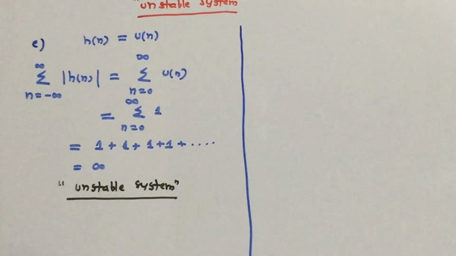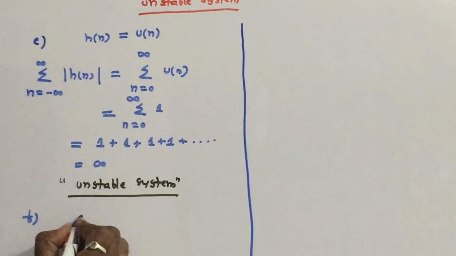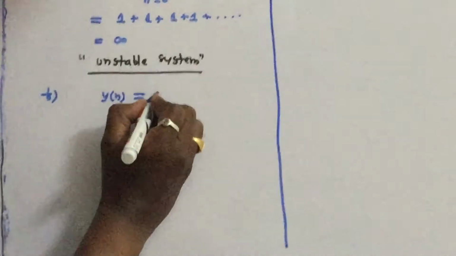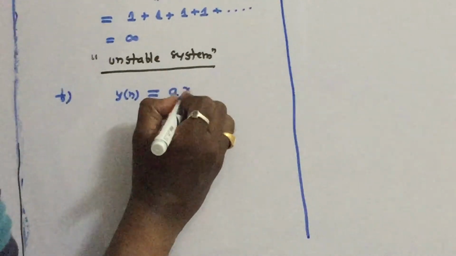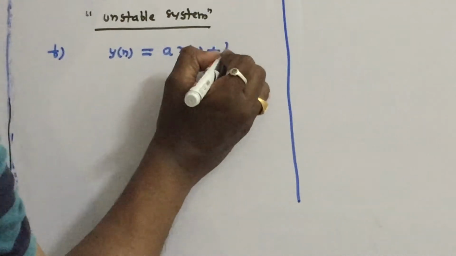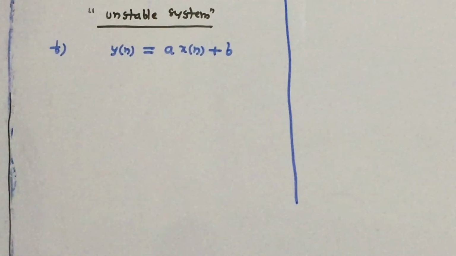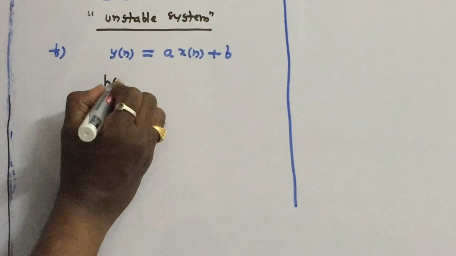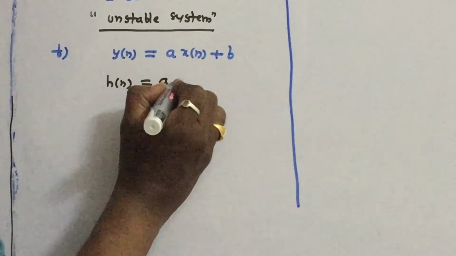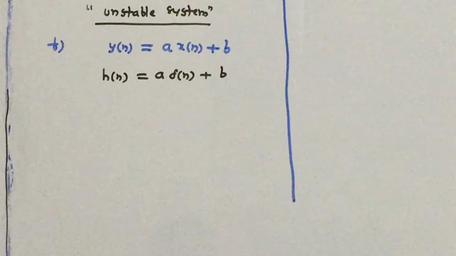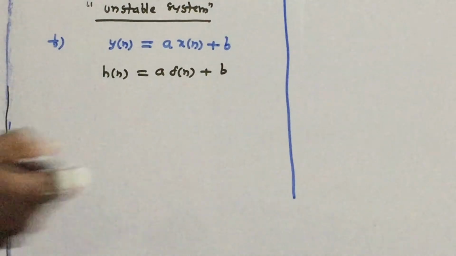So let us check out question number F. What is given? y of n, here the output is given: a into x of n plus b. First convert it into impulse response just by substituting x of n is equal to del of n. So you can write h of n is equal to a into del of n plus b.